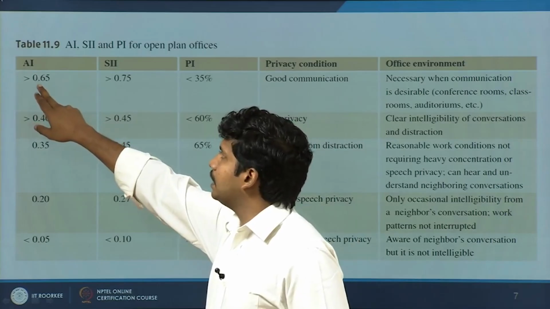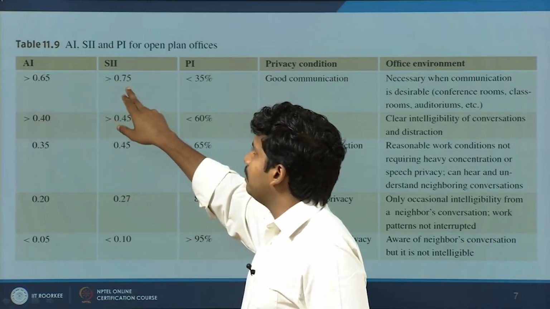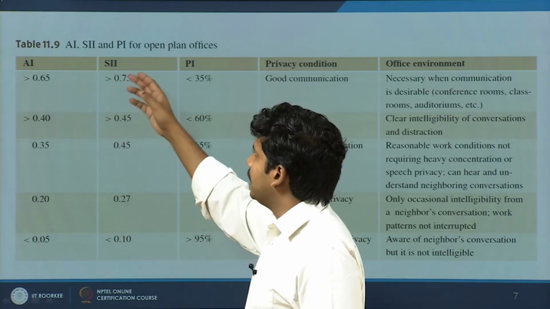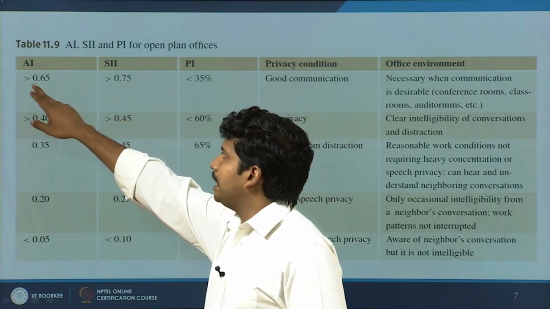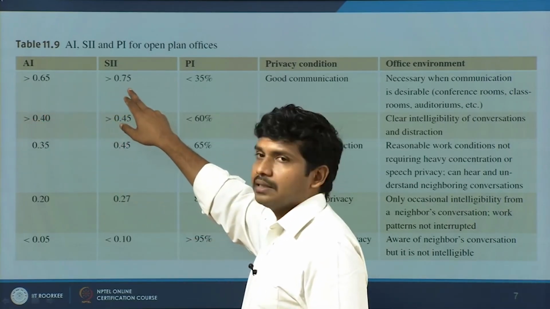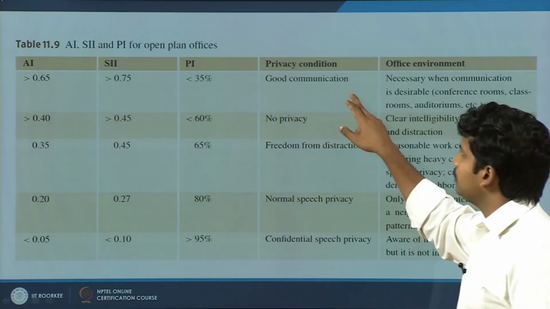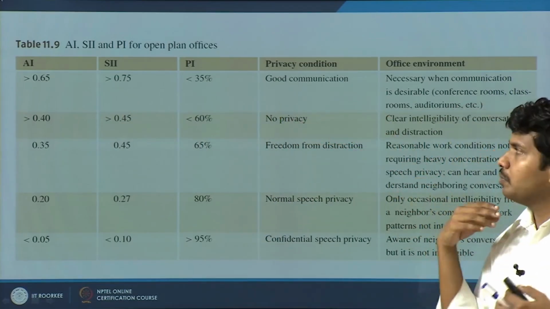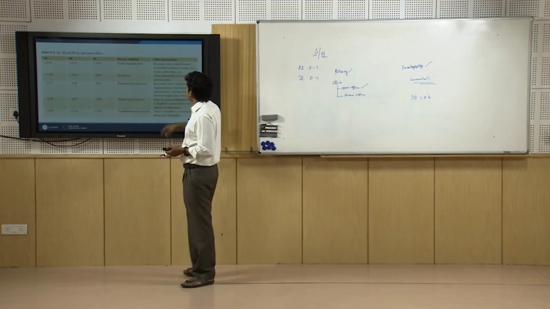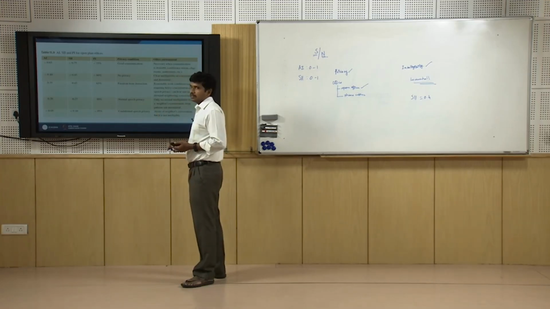This is articulation index AI. Speech intelligibility will be slightly higher than articulation index, the numbers will be 1 to 1, it will be slightly high. Say if you say it is above 0.65 or speech intelligibility is above 0.75, it means good communication. So whatever is spoken is being understood by the other side. It is necessary when communication is desirable.